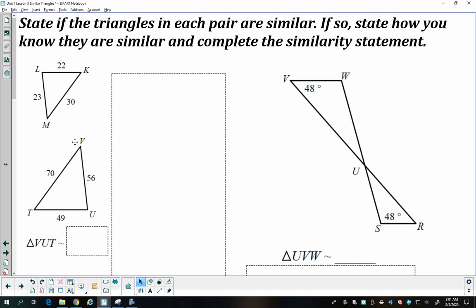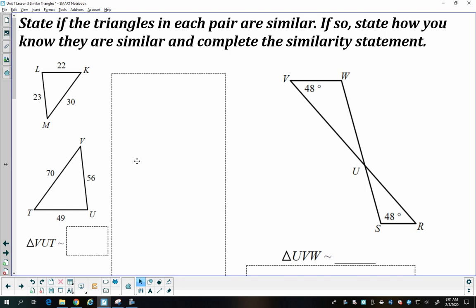So here I don't know anything about the angles, and so I only have one plane of attack, and that would be side-side-side. It can't be side-angle-side, because I don't know anything about the angles. It can't be angle-angle. So my possibilities here are side-side-side, or that these are not similar triangles.